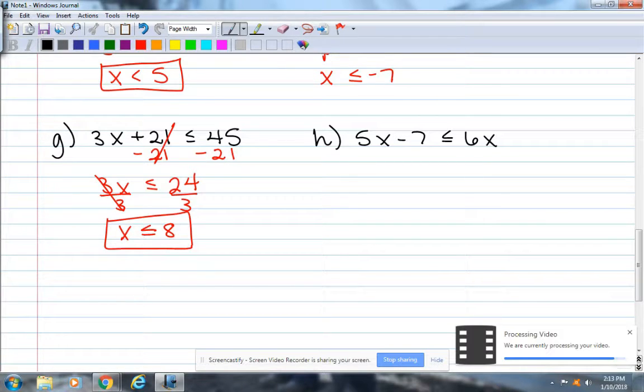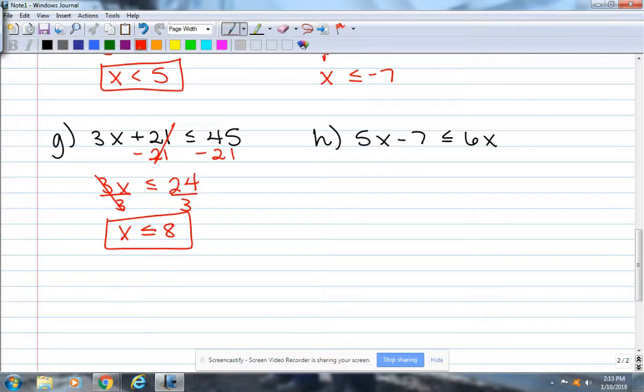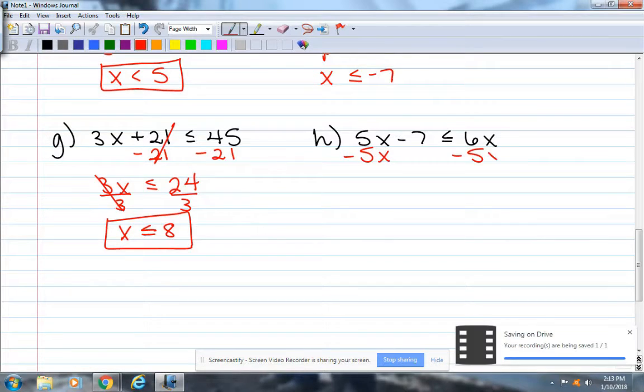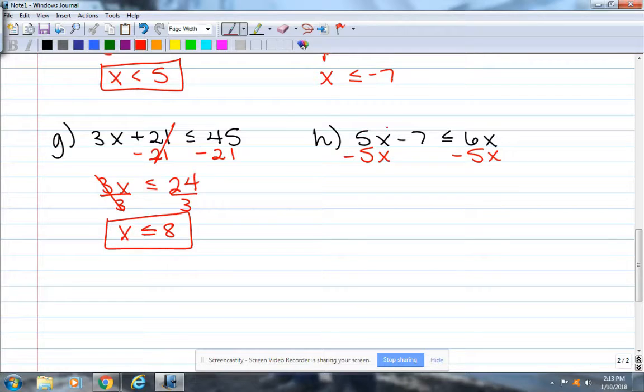Now, on a problem like this, whether it was an equation or an inequality, if I've got a variable hanging out over here by itself, I'm going to move the other variable to that side. So I am going to subtract 5x on both sides. And so that gets me -7 is less than or equal to 1x.